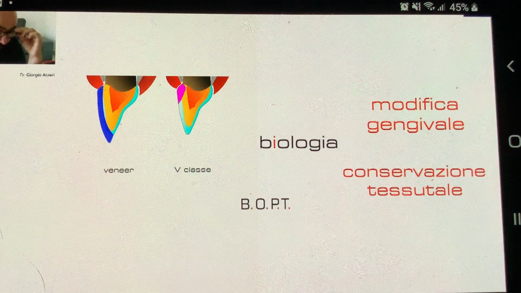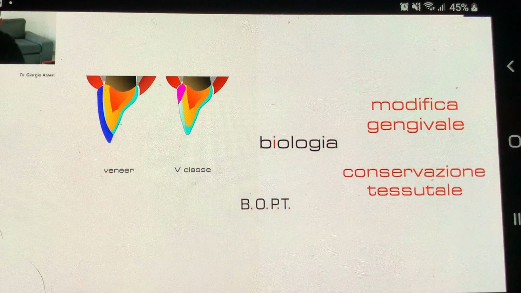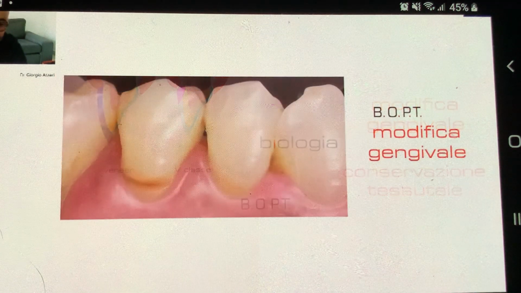In prosthetic crowns, and in veneers and in classes 5, we have very little space. We cannot create space here because we have to have therapies that are conservative. So we have to preserve the tissues, inducing a movement. And this gingival change can only be achieved by the second principle of BOPT. So it's not space, but shape.